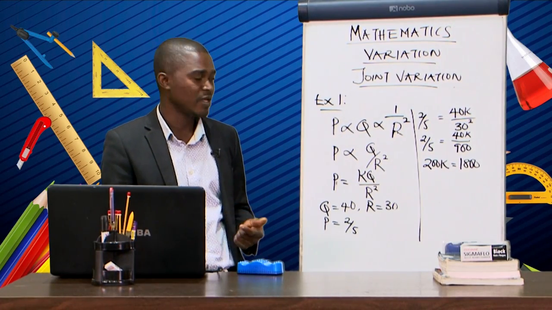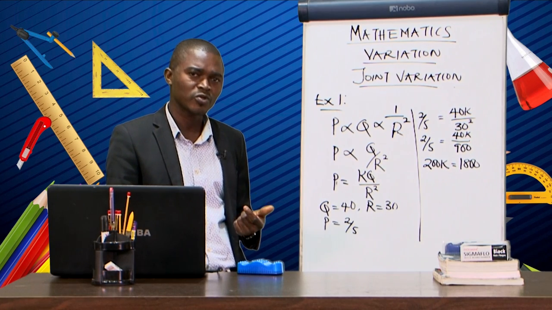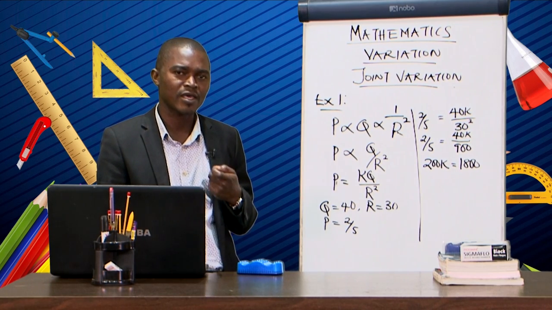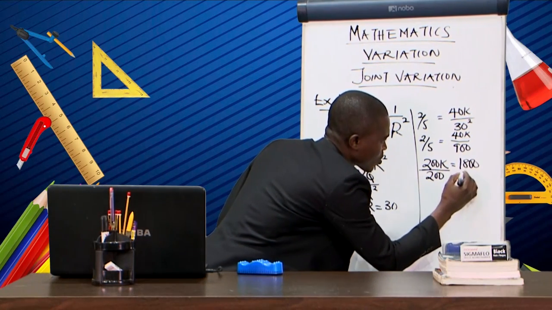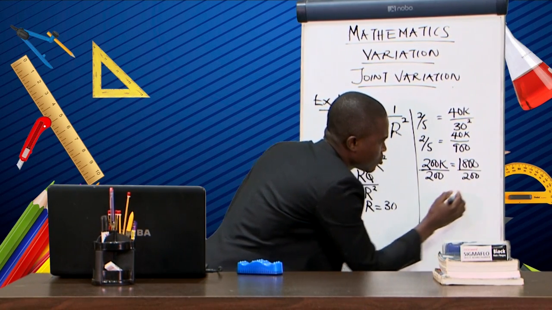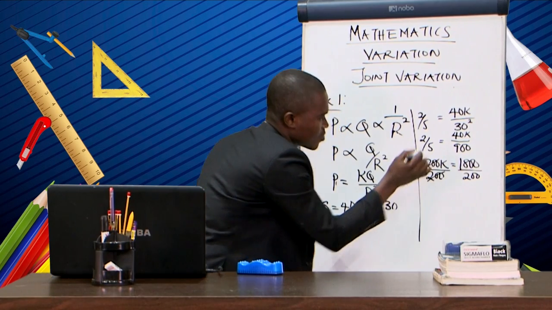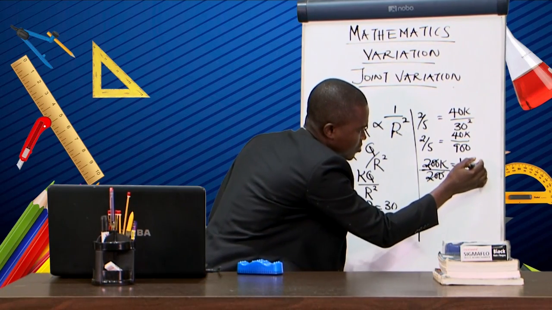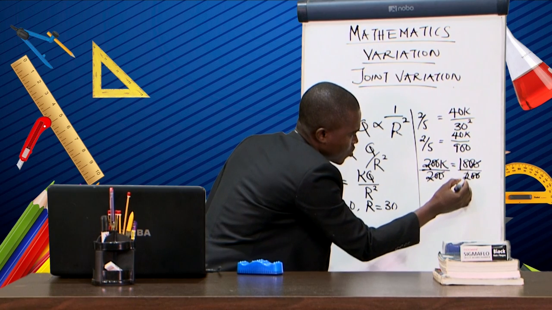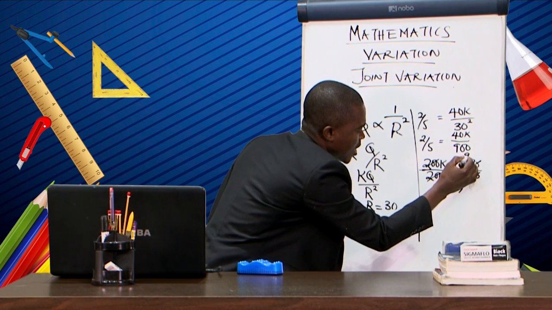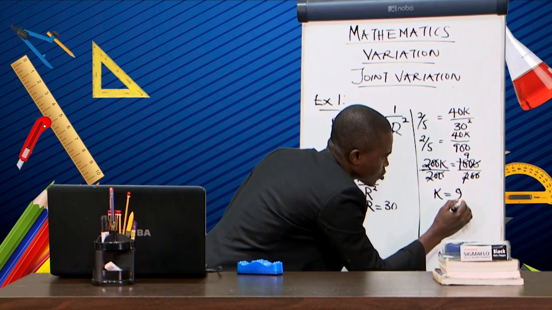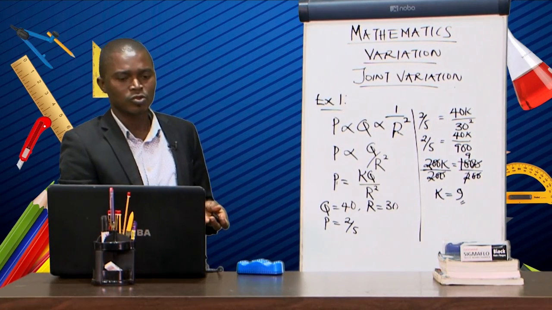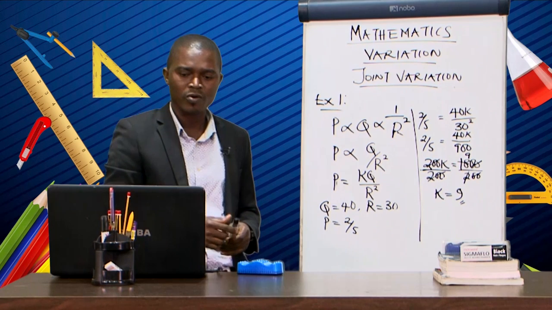What's the coefficient there? That is 200. So it means we are going to divide both sides by 200. So when we divide this by 200, we divide this by what? By 200. So this cancels this. Then we have this cancels this. Then we have 2 here, 1, 2 here what? 9. So it makes our K now equal to what? Equal to 9. So our K equals 9.